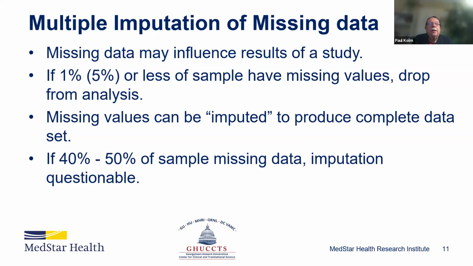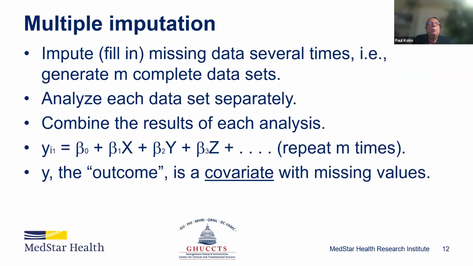So what do we do in multiple imputation? We impute. In other words, we fill in the missing data, and we do that a number of times in order to generate a certain number of complete data sets. We'll talk about how many you need a little bit later. But once we have our complete data sets, we analyze each data set separately, and then we combine the results of each analysis.